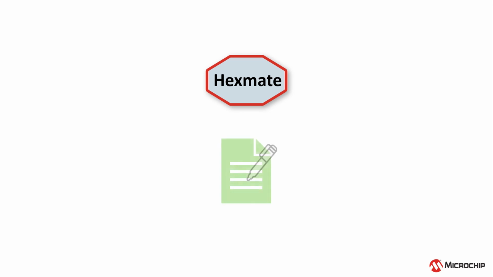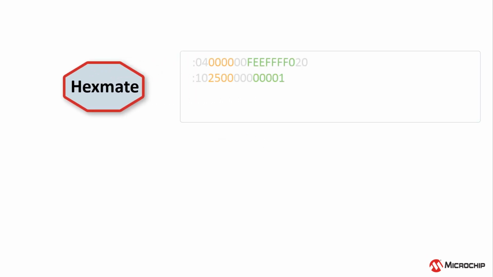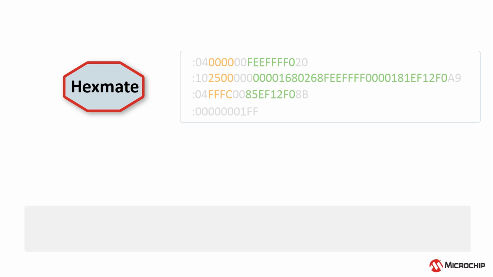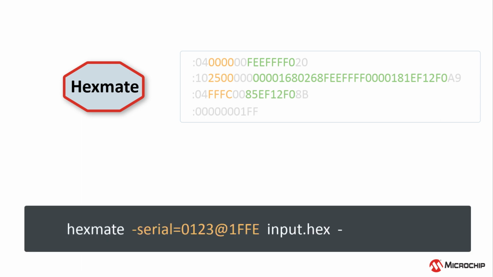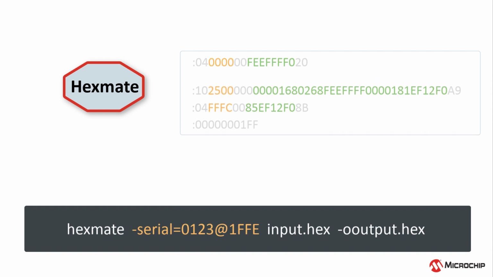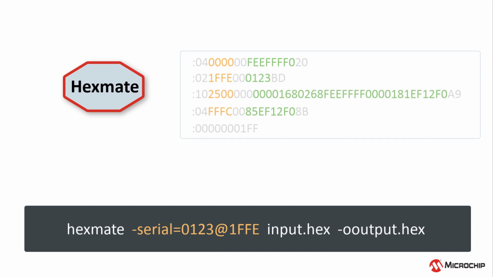Hexmate can modify hex files in many ways. A serial number can be inserted at a specified address using the dash serial option. For example, the command shown will insert the hexadecimal data 0123 starting at the hex file address 1FFE.